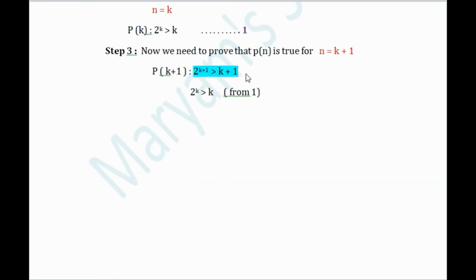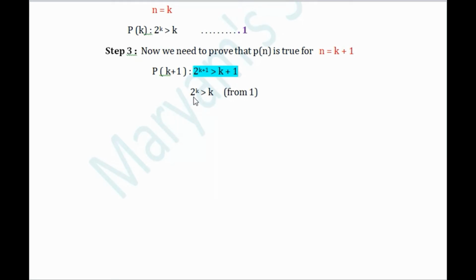So we ultimately need to prove that 2 raised to k+1 is greater than k+1 from P(k). So now we need to make 2 raised to k, which is greater than k, into the exact picture of 2 raised to k+1 greater than k+1. So we need 2 raised to k+1 here and not 2 raised to k. So how do we get 2 raised to k+1 here?